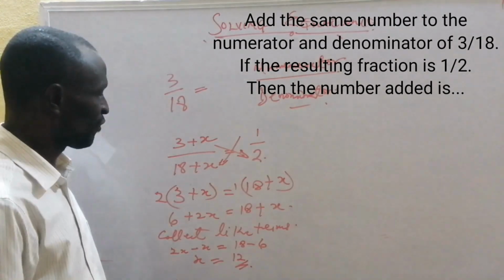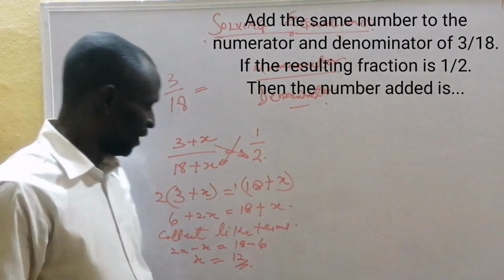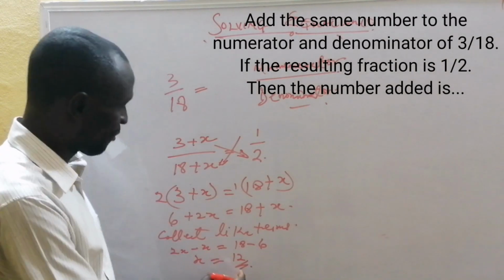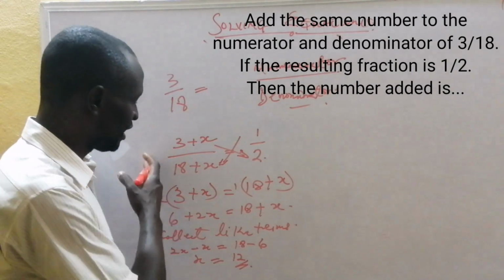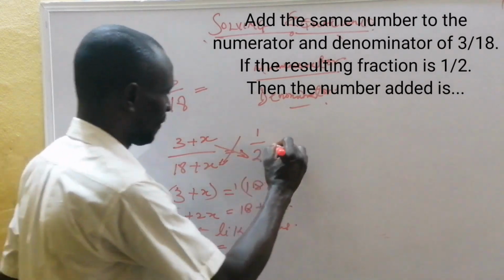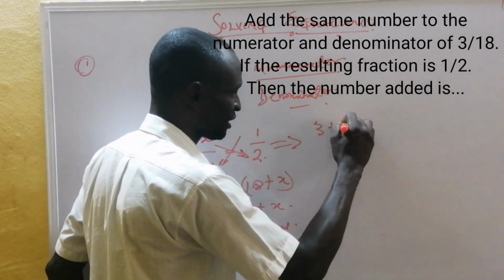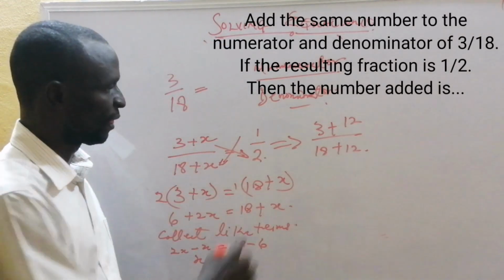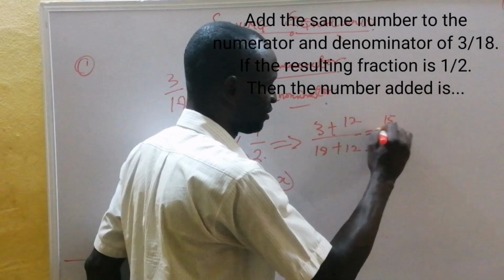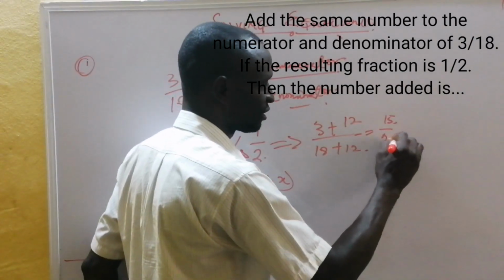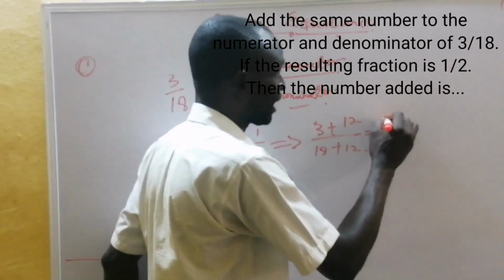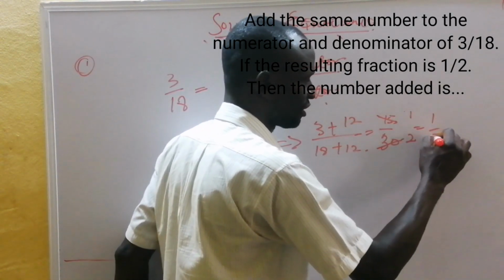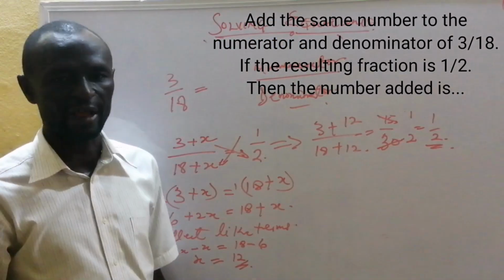12. Now if you look at it carefully, if I want to test my results, I can now come back into this equation and put back the value of 12 to see if I will arrive at the same thing. This should imply 3 plus 12 over 18 plus 12. 3 plus 12, that's 15. Over 18 plus 12, that's 30. 15 and 30 is 1 over 2. That's what? Half. So, I am right.